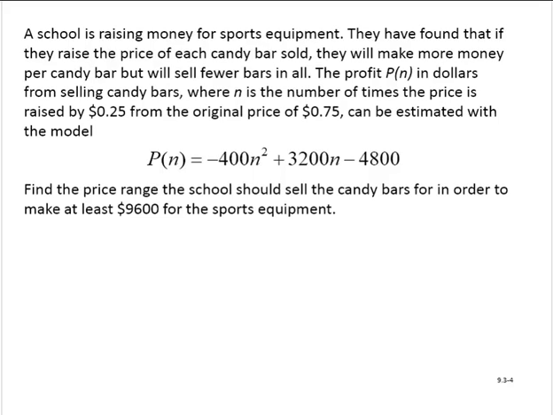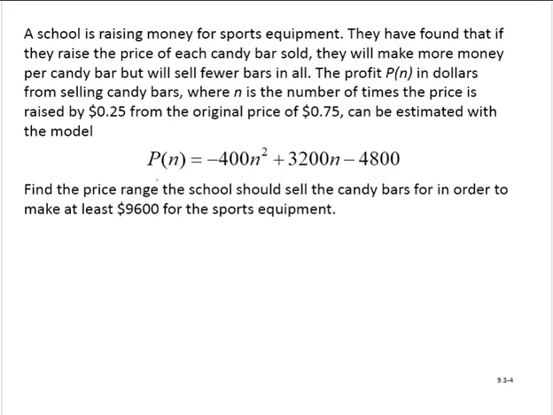The profit P of n in dollars from selling candy bars, where n is the number of times the price is raised by $0.25 from the original price of $0.75, can be estimated with the model P of n is equal to negative 400n squared plus 3200n minus 4800. Find the price range the school should sell the candy bars for in order to make at least $9,600 for the sports equipment.